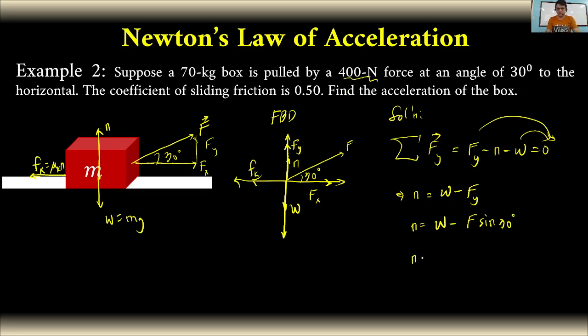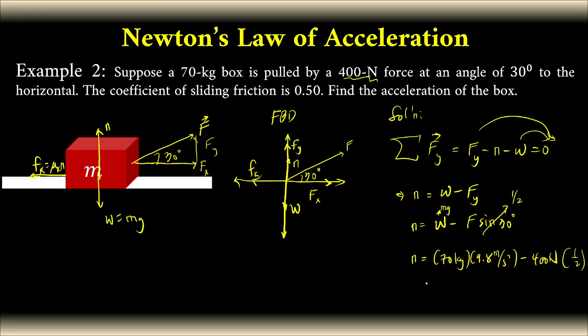So we have the normal force is equal to the weight, which is mass times gravity. But what is the mass? That is 70 kilograms times gravity, which is 9.8 meters per second squared, minus, we have F is 400 newtons, and sine of 30 degrees is 1/2. So this is times 1/2.